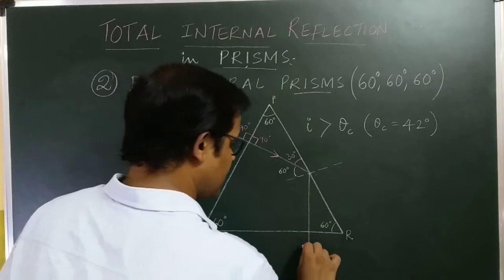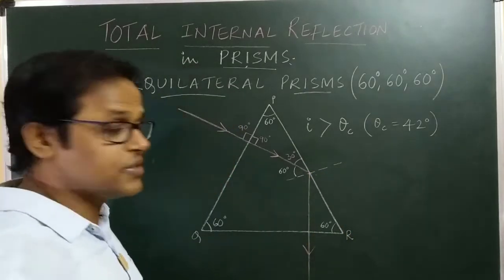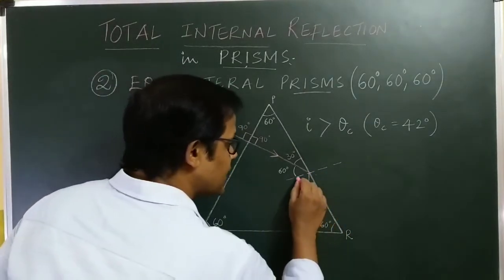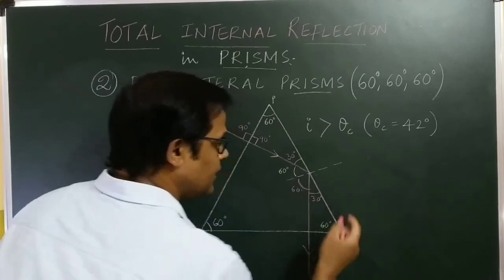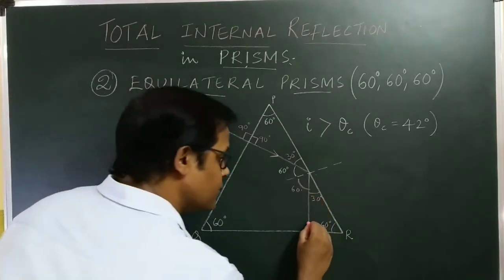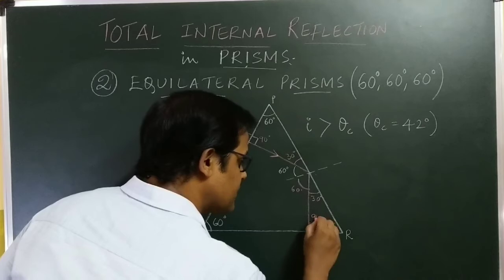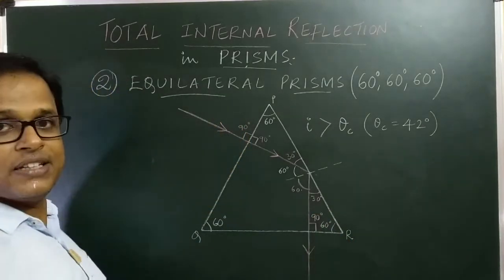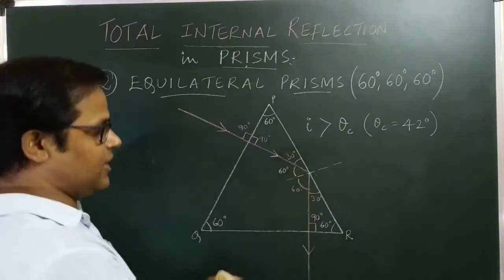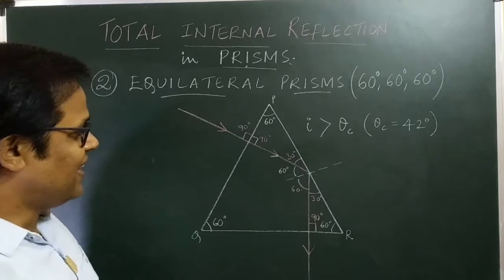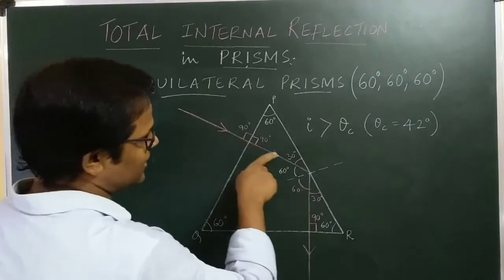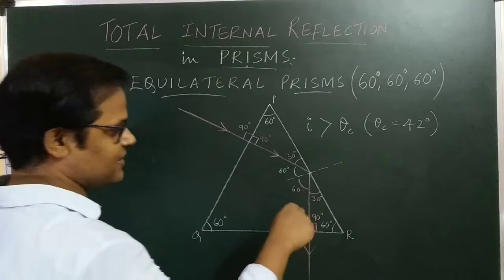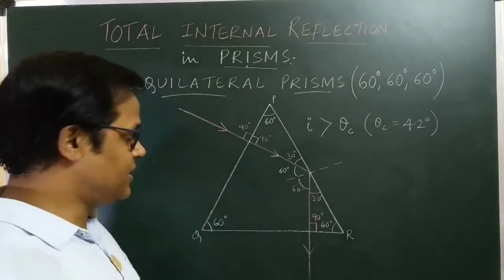Yes, something like this. If my diagram is very clear, this has to be your 60, this has to be your 30, 60 plus 30 is 90, so you're left with no choice, but this has to be at 90. That's it. So it just comes and strikes and moves out. I hope you get my point clear? Okay, that's it. That is how the total internal reflection exactly takes place in an equilateral prism.